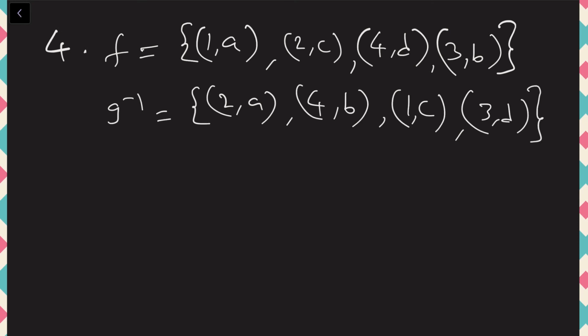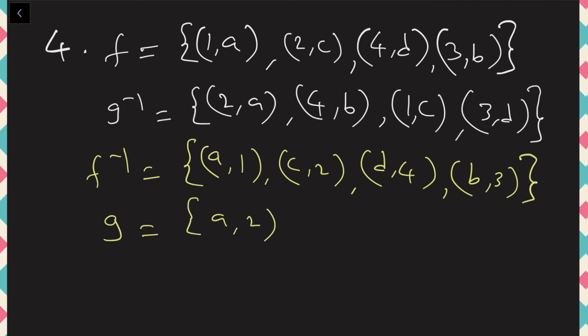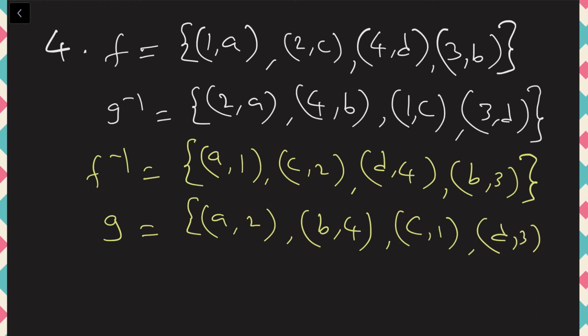For us, F is given. I am going to find F inverse first. F inverse will become a comma 1, c comma 2, d comma 4, b comma 3. Then G inverse is given. I will find the G value then. 2 comma a can be written as a comma 2. 4 comma b will become b comma 4, 1 comma c will become c comma 1, 3 comma d can be written as d comma 3.